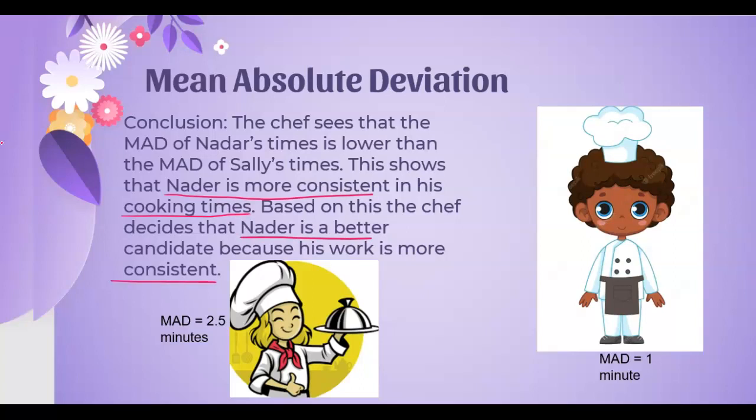Alright, so Nader gets the job because he's got a lower mean absolute deviation than Sally. That is a practical application for this information.